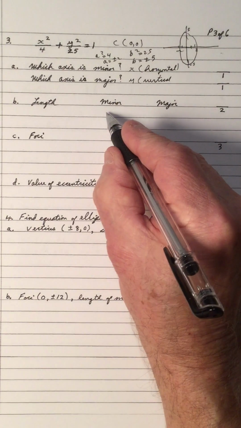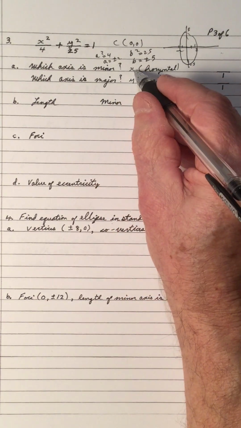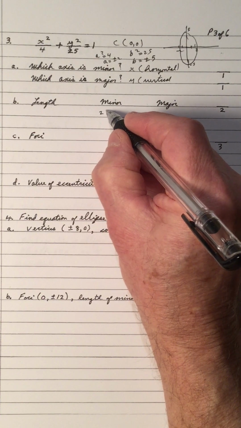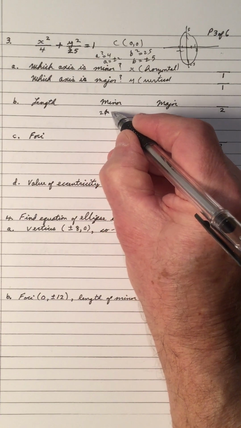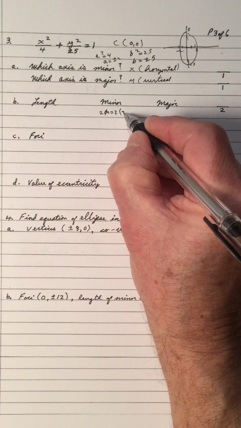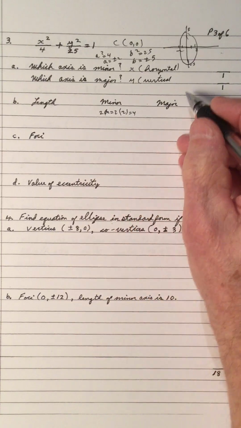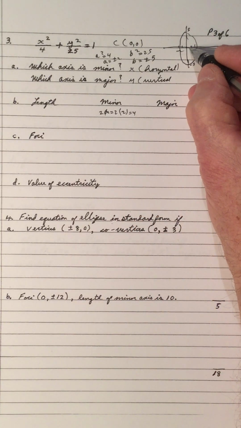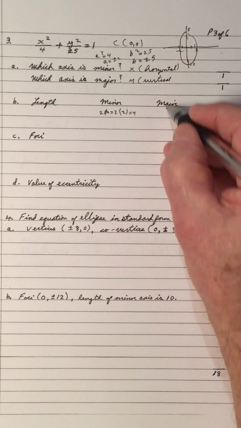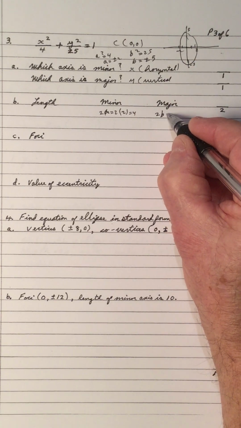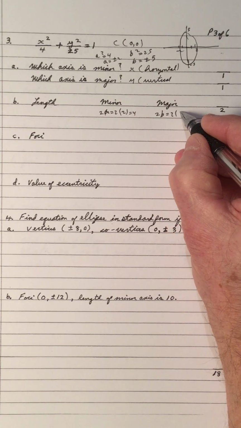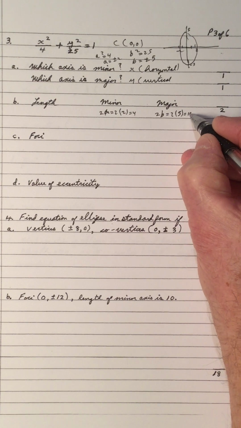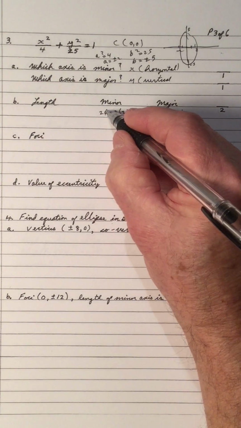And the length of the minor is the x, so it's 2 times a, which is 2 times 2. So the minor is 4 long because it's 2 to the right, 2 to the left, so it's 4. And the major is 2 times b, which is 2 times 5, so the major is 10 long. So 1 mark for each of these.